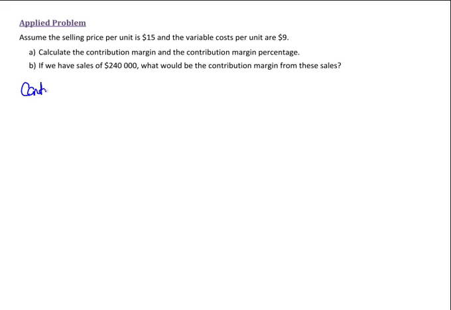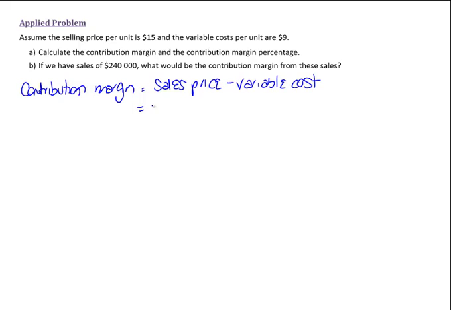So your contribution margin is equal to your sales price minus your variable cost. Okay, now if I go back, selling price is 15, variable cost is 9. So that's 15 take away 9, which is going to be $6. Okay, so that's my contribution margin.